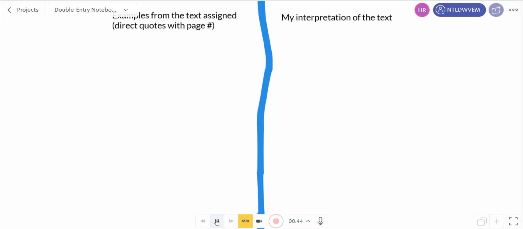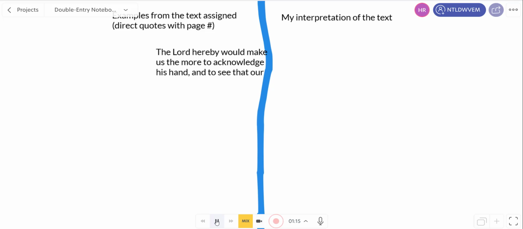So my thoughts, my feelings of what I see. And so one of the things that I noticed as I was reading the captivity of Mary Ralston is this quote about "the Lord hereby would make us the more to acknowledge his hand and to see that our help is always in him." Make sure I got my quotation marks around that. And I want to put my page number that comes from page six.